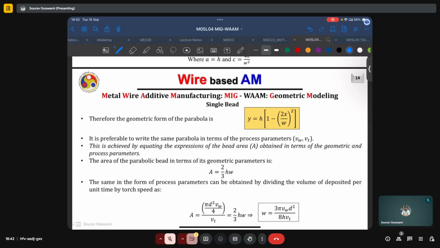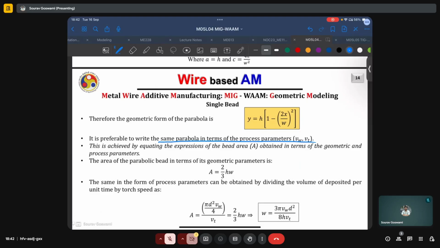Now it is preferable to write the same parabola in terms of the process parameters, because as I said, the objective of this current exercise is to be able to predict the bead geometry in terms of the input parameters, because those are the parameters that we provide as input and which we control. This is achieved by equating the expressions of bead area obtained in terms of geometric and process parameters.